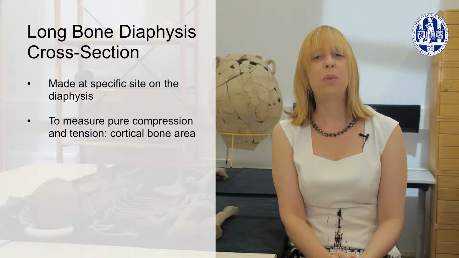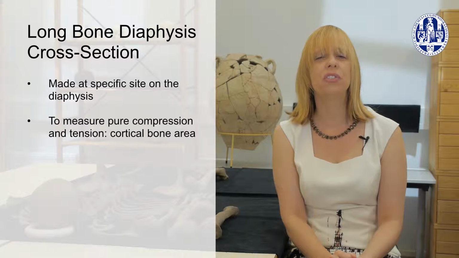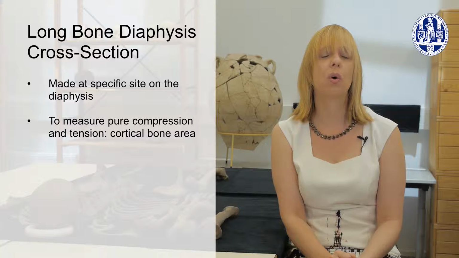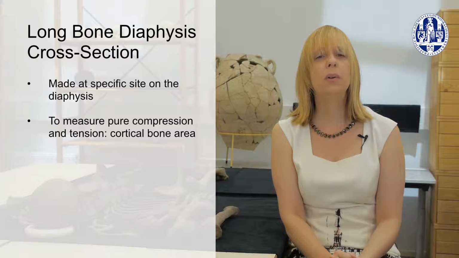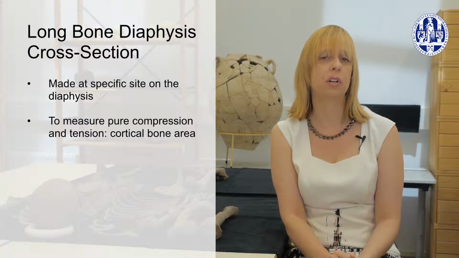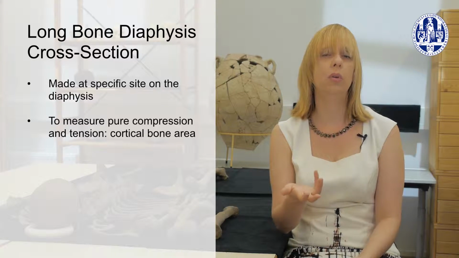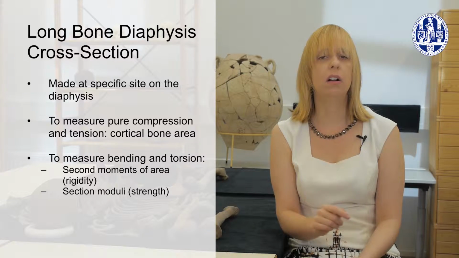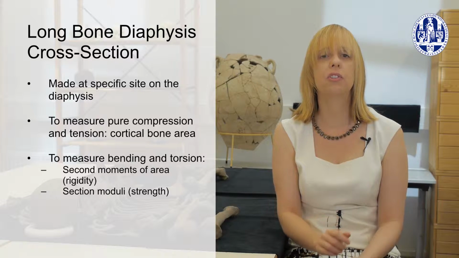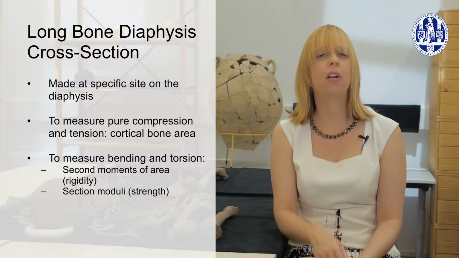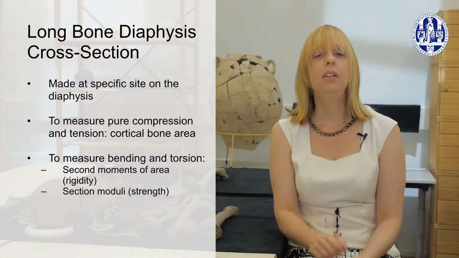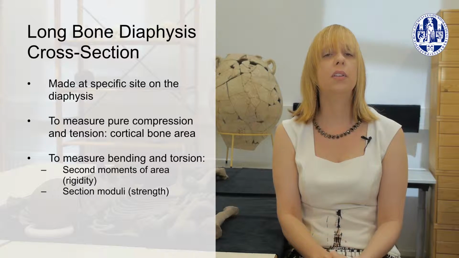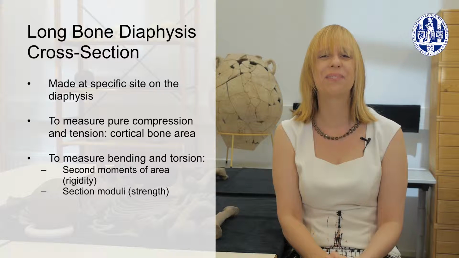Rigidity and strength in pure compression and tension are proportional to the cross-sectional area of the material inside a beam, which in the case of bone is the cortical bone area. However, bones are rarely subjected to pure tension or compression, the mechanically more important loadings being bending and torsion. Bending and torsional rigidity are estimated using a variety of cross-sectional properties, known as second moments of area or second moments of inertia. To estimate bending and torsion strength rather than rigidity, measurements of the section moduli are used.